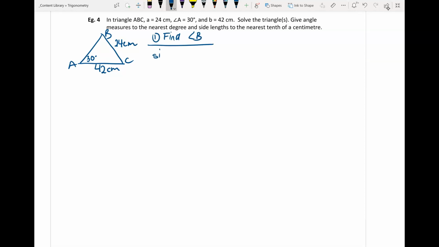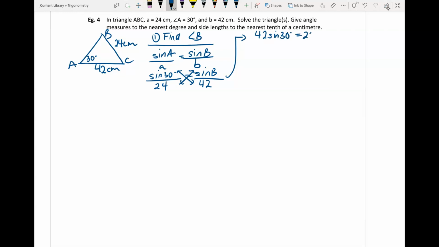I'm going to use our sine law. Okay, so angle A is 30 degrees. Side A is 24 centimeters. We're looking for angle B. And side B is 42. So I'm going to cross multiply and divide here, which is 42 sine 30 equals 24 sine B. I'm looking for B, so I'm going to divide both sides by 24 as my next step to isolate it.